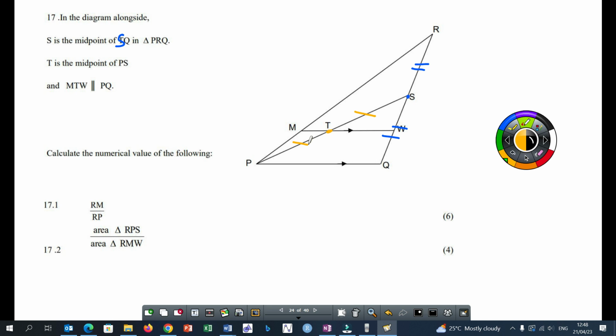Now, for this question, because it's talking about the midpoint here and the midpoint there, it means you might need to use the midpoint theorem or the converse of the midpoint theorem to do the question. So the first question says, calculate the numerical value of RM over RP.